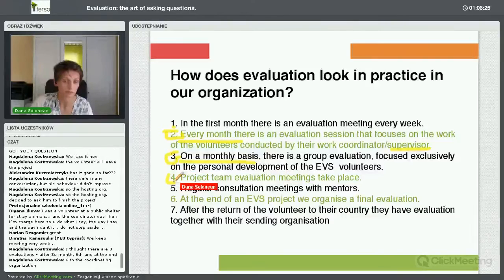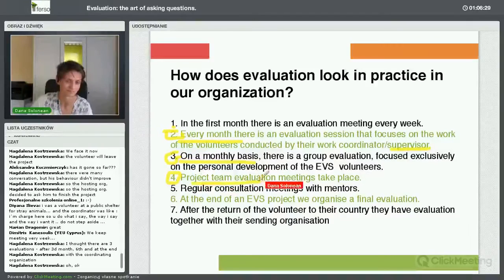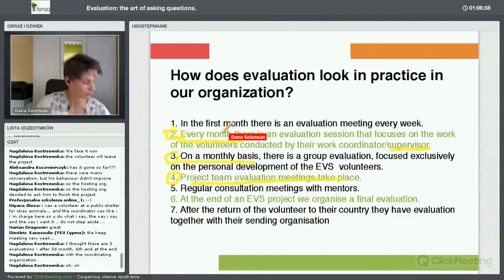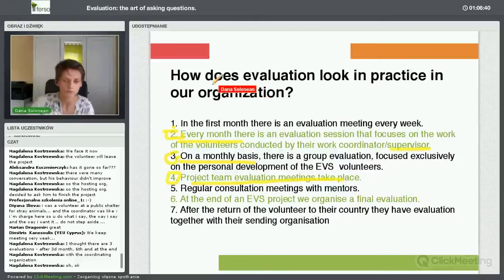Then the project team evaluation takes place. We also have a way of giving feedback and evaluating the project to the big coordinator. So every month we have a survey that we fill in online that has basically a few questions, but very important.